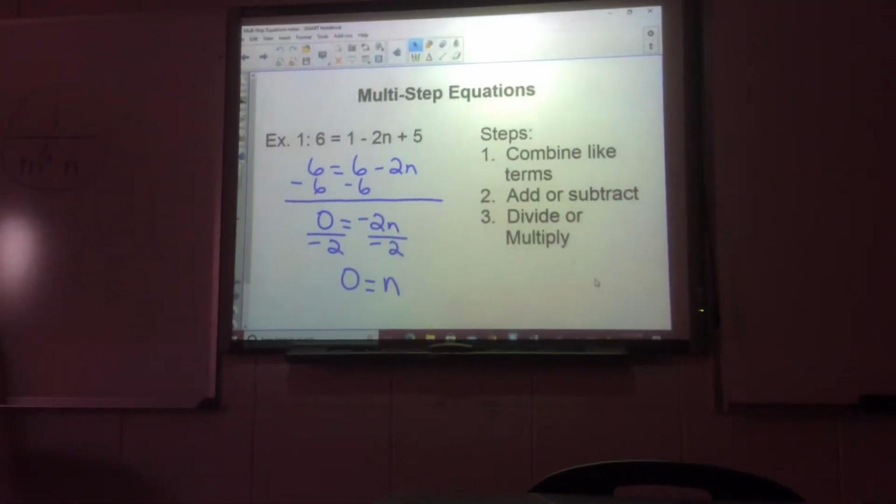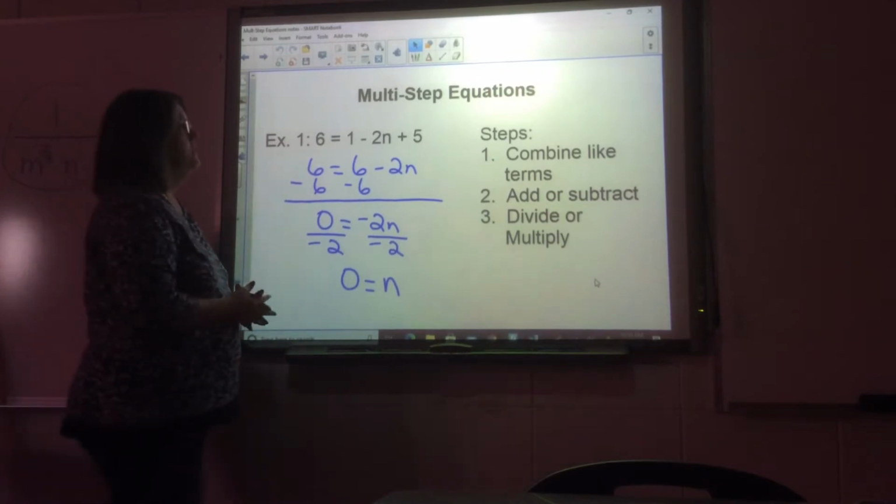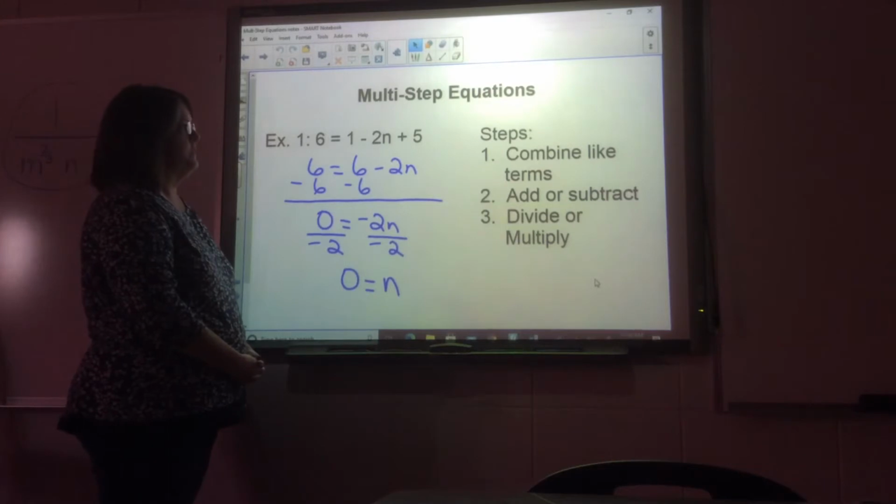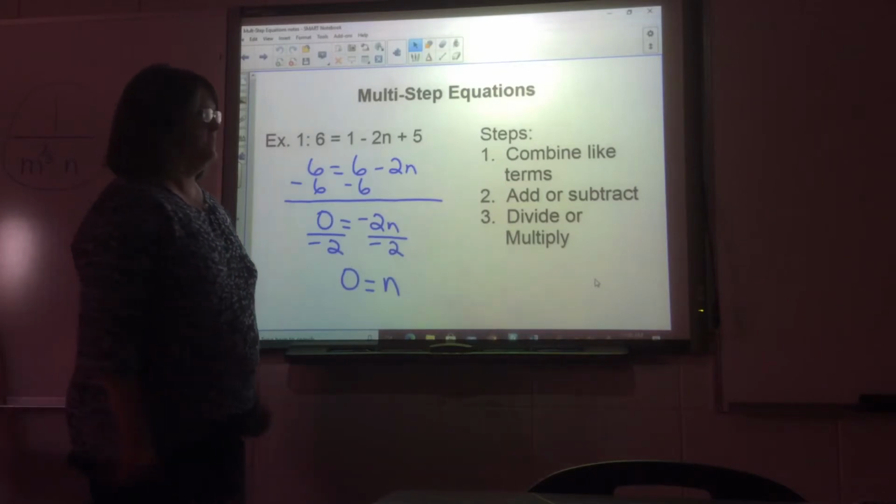Okay, we are going to solve multi-step equations here. They have all kinds of things that you need to do. So I'm starting simple, then moving to some which are more difficult. I've written my steps next to each problem.